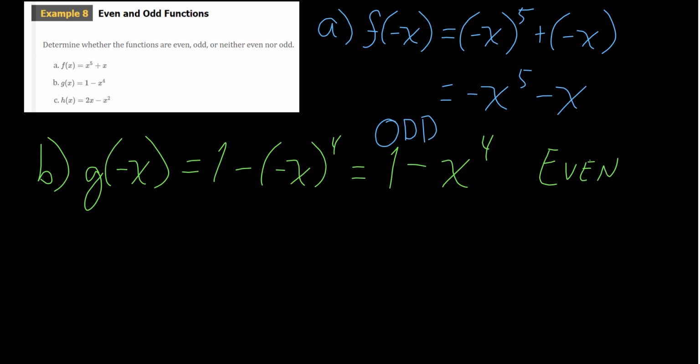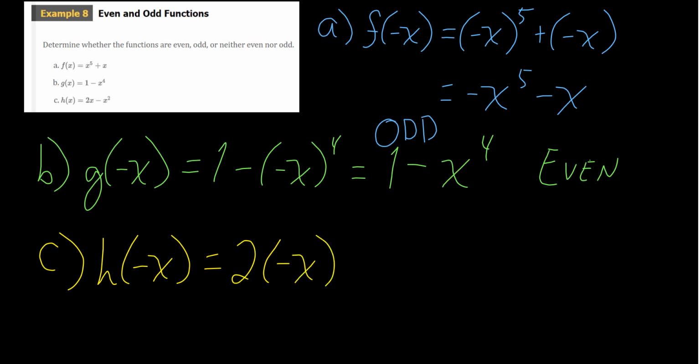Okay, and then C, we're going to replace the x with a negative x. So h of negative x is equal to, and then we've got 2 times negative x minus negative x quantity squared. So this becomes, okay, 2 times the negative x becomes a negative 2x. Okay. And then negative x quantity squared is just a positive x squared, but then we account for that negative there, so it just becomes a minus x squared.